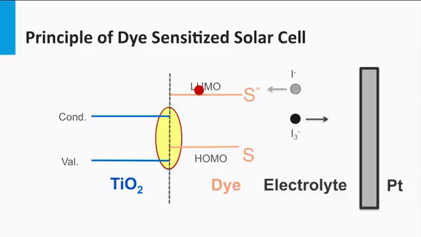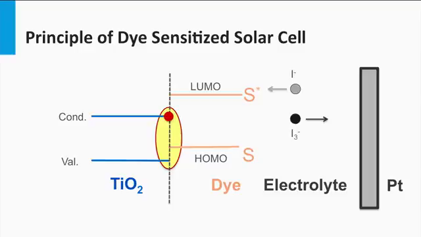In this case, the S can be considered as the HOMO and the S star state can be considered as the LUMO. The S star state lies higher in energy than the energy level of the conduction band of the titanium oxide. As a result, the light-excited electrons are injected into the titanium oxide nanoparticles. The photosensitizer molecule remains like a positively charged entity.